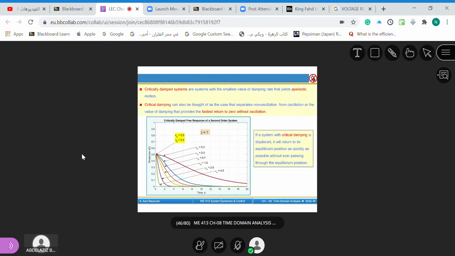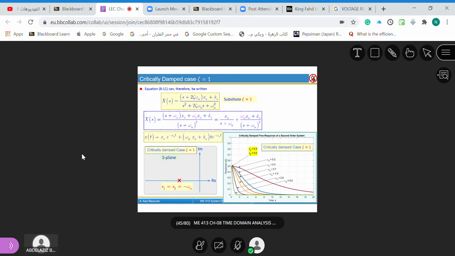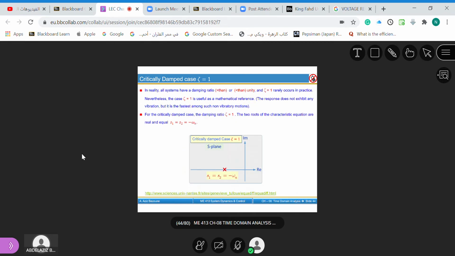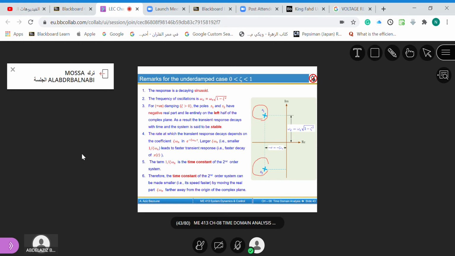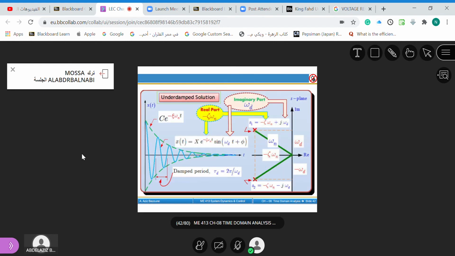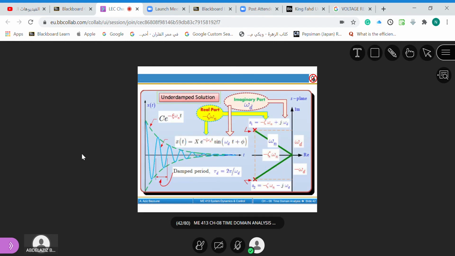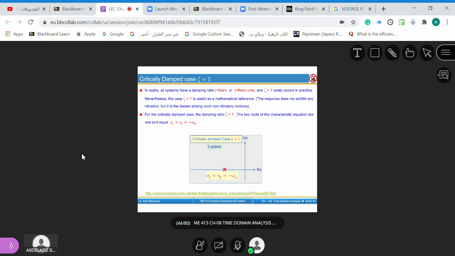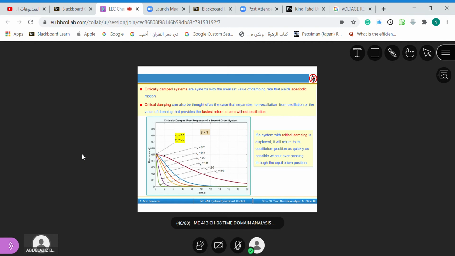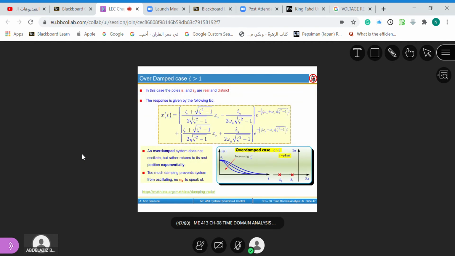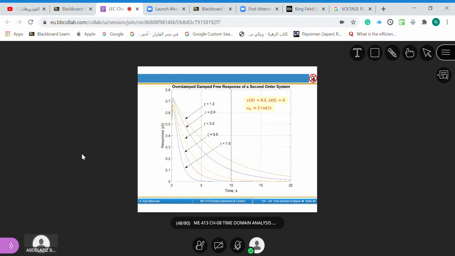This is the critically damped case when the poles are located here. When the poles are located here for the underdamped case, we found this response, which is decaying. So the only case when the system is decaying exponentially and has a damped frequency is the underdamped case.